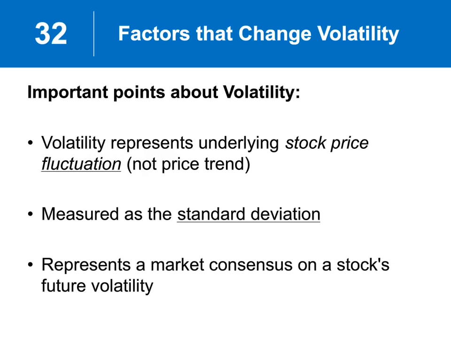All right. This is just a little summary here, and I just kind of want to hit this again. This is the key. Volatility represents underlying stock price's fluctuation. We're talking about historic, right? Not trend. In other words, if a stock starts at $50 at the beginning of the year and ends at $50, it doesn't mean that it had zero volatility. It just meant it didn't trend by the end of the year. The second bullet there, we measure it with standard deviation, and it represents the market consensus.